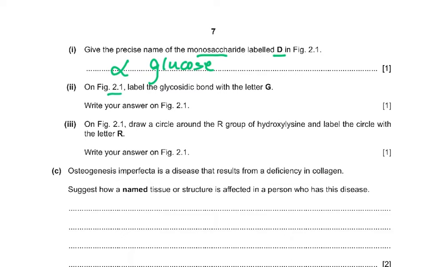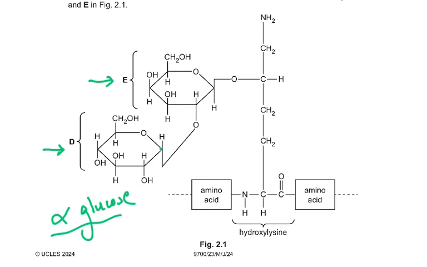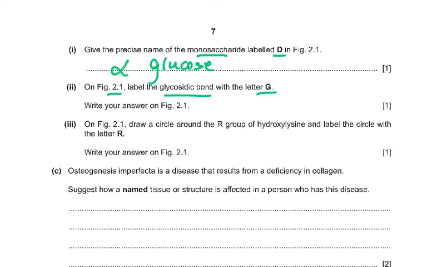Then it says on figure 2.1, label the glycosidic bond with the letter G. So this would be the glycosidic bond. This would be the glycosidic bond between, of course, it's not 1 and 4 or 1 and 6, it's 1 and 2. So this would be the glycosidic bond.